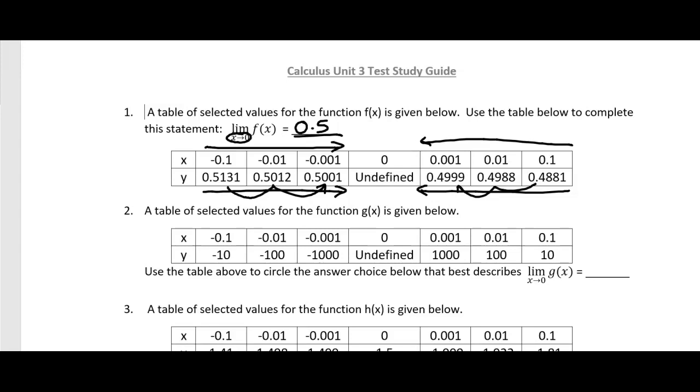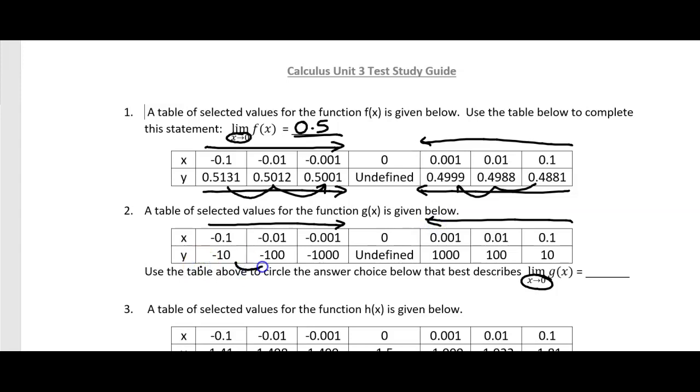So we'll take a look at number 2. A table of selected values for the function g of x is given below. Use the table above to circle the answer choice that best describes this limit. Let's see. So once again, we're trying to approach 0, and we're going to be doing it from the left, and we're going to be doing it from the right.